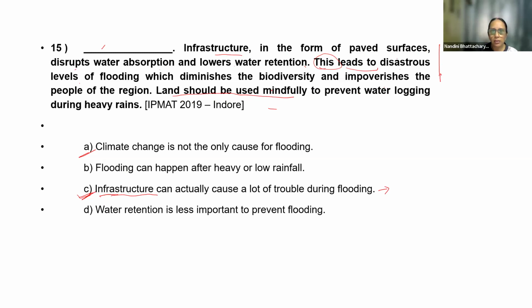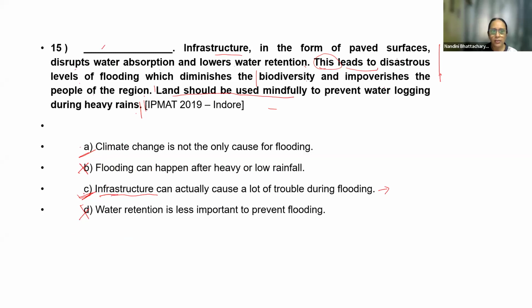But if you look at the rest of it, say this part, this leads to disastrous levels of flooding, which diminishes biodiversity, impoverishes the people of the region. Land should be used mindfully to prevent waterlogging during heavy rains. Now, this is something specific, but overall, flooding can happen after heavy or low rainfall, that we have eliminated. It cannot be an introductory sentence. Water retention is less important to prevent flooding. That is not even relevant.